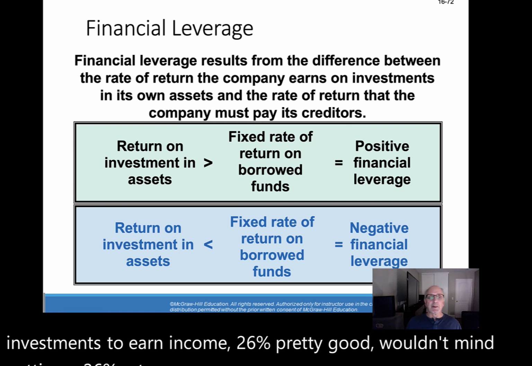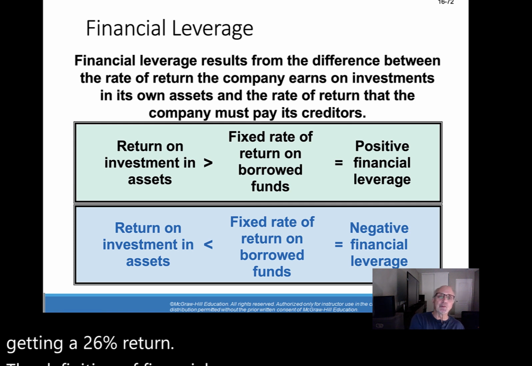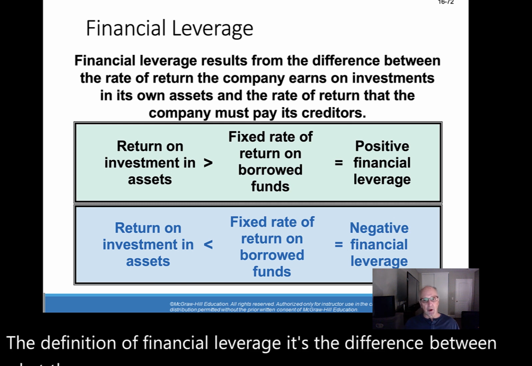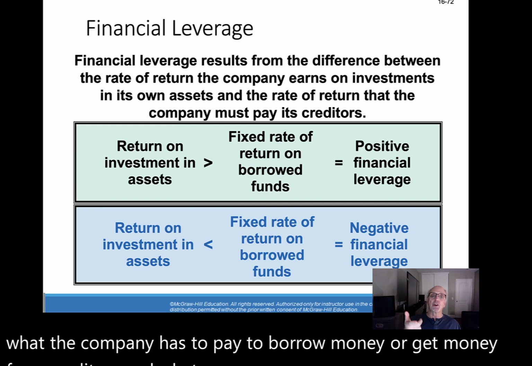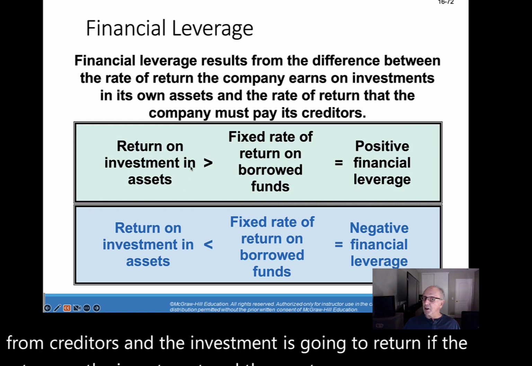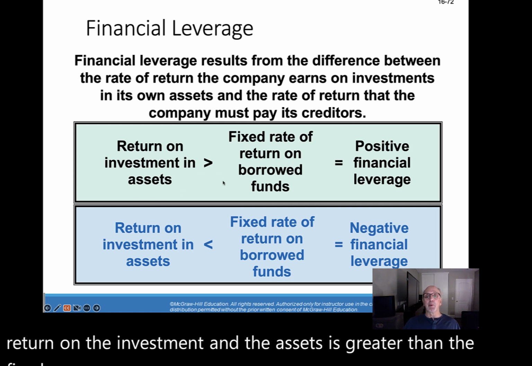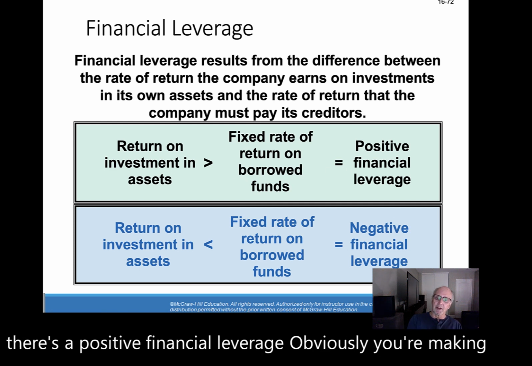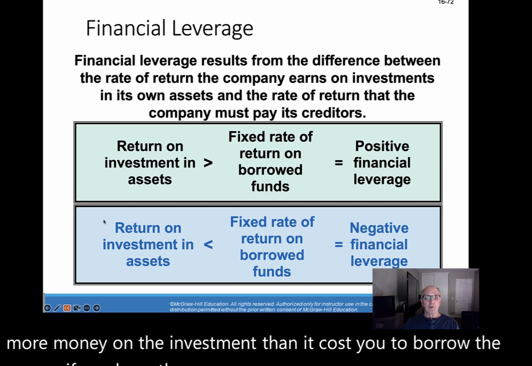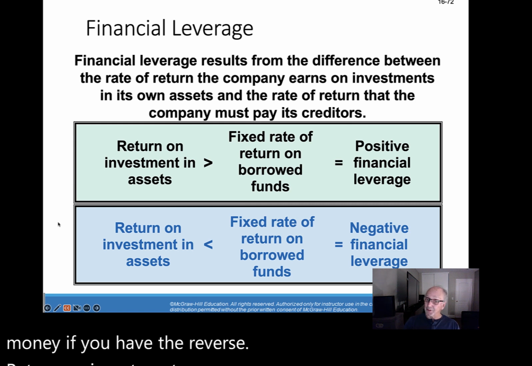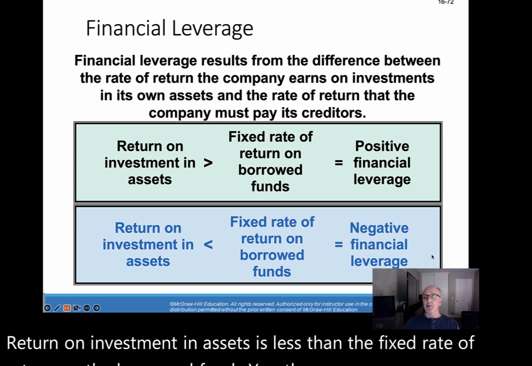The definition of financial leverage. It's the difference between what the company has to pay to borrow money or get money from creditors and what the investment is going to return. If the return on the investment in the assets is greater than the fixed rate of return for borrowing money, then there's a positive financial leverage. Obviously, you're making more money on the investment than it cost you to borrow the money. If you have the reverse, return on investment in assets is less than the fixed rate of return on the borrowed funds, you then have negative financial leverage.